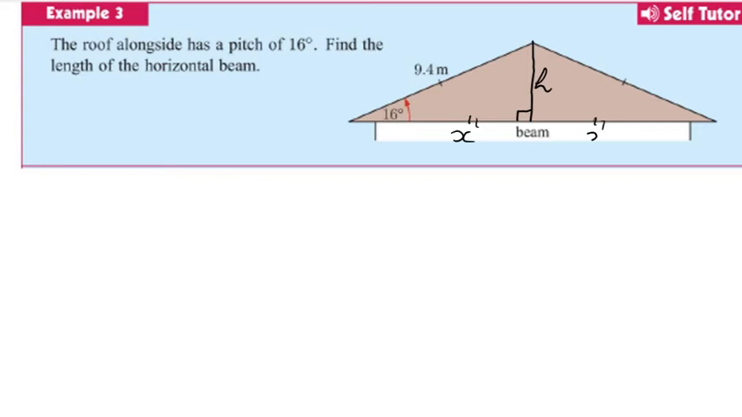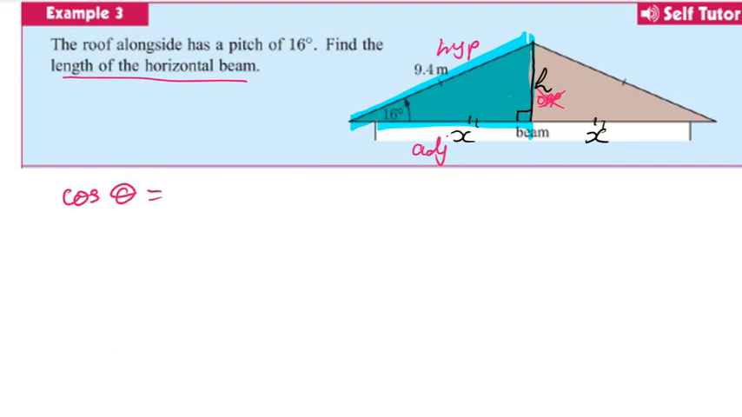These lengths are equal. So if we just concentrate on one of these triangles, then we have a right angle triangle where we've got the adjacent, which we want to find, the opposite, which we actually don't really care about here. We don't want to know the height of the roof. We're asked about the length of the horizontal beam, and we've got the hypotenuse. So we're going to use cos theta equals adjacent over hypotenuse, the cosine ratio. Theta is 16, the adjacent is x, the hypotenuse is 9.4.